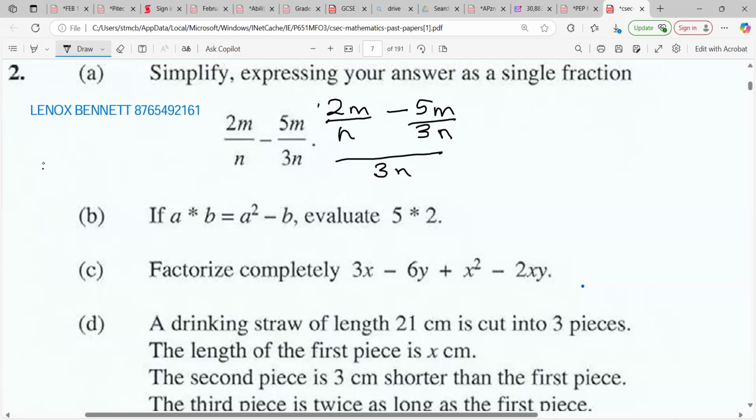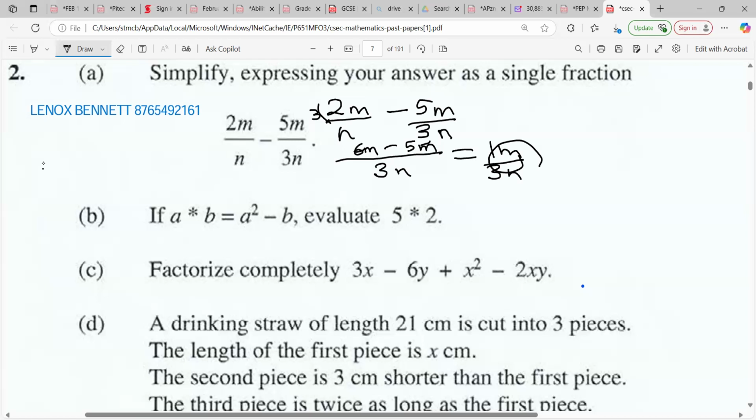So we're going to multiply this one by 3. 3 times 2 is 6, so that would give us 6m. 3n into itself goes 1 time, so we multiply negative 1 times 5m, and of course that would give us minus 5m. So all we have to do now is subtract. It will be 6m minus 5m, which is positive 1m, over 3n, which is our LCM. So this would be our answer.